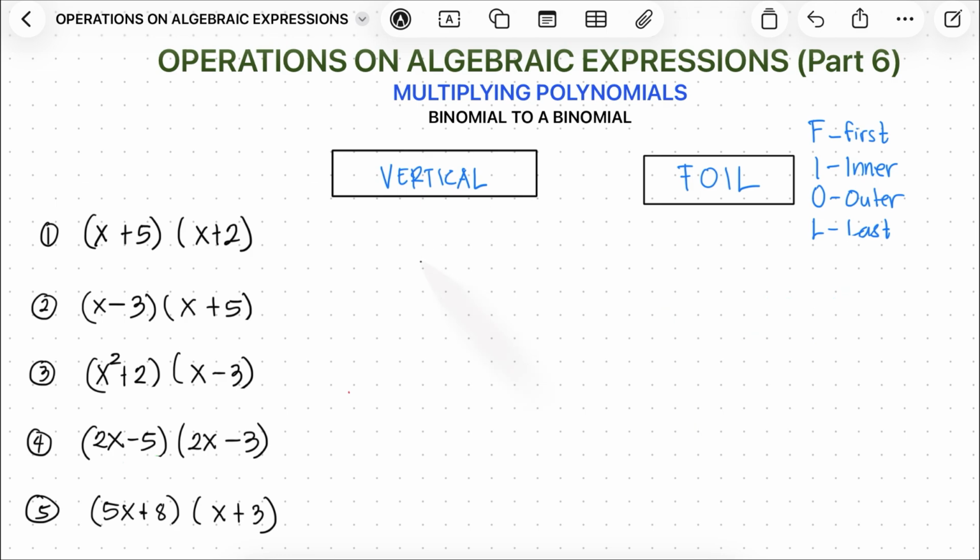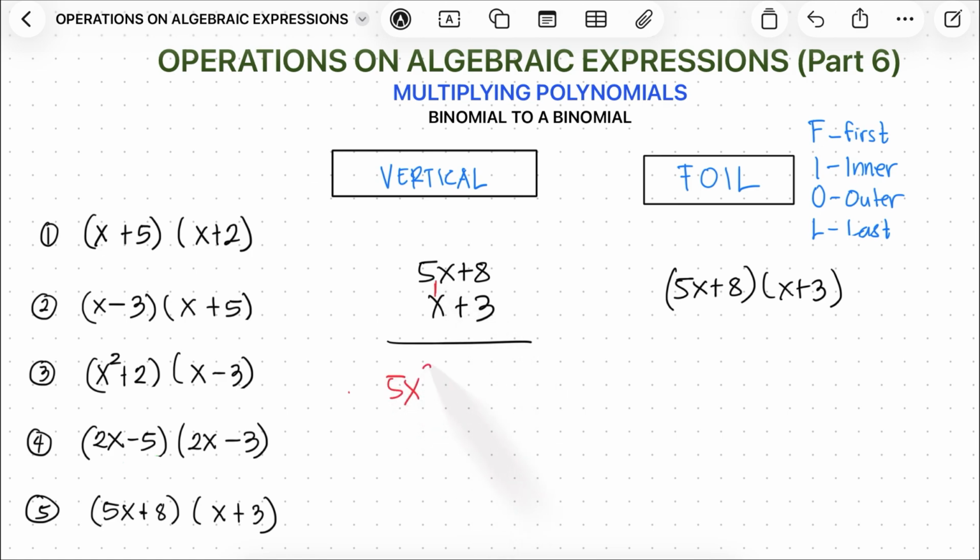Alright, last example, we have 5x plus 8 times x plus 3. Okay, so multiply. 5x times x, that's 5x squared. 8 times 3, that is 24. X times 8, that is 8x. 5x times 3, that's 15x. So adding them together, that gives us positive 23x.